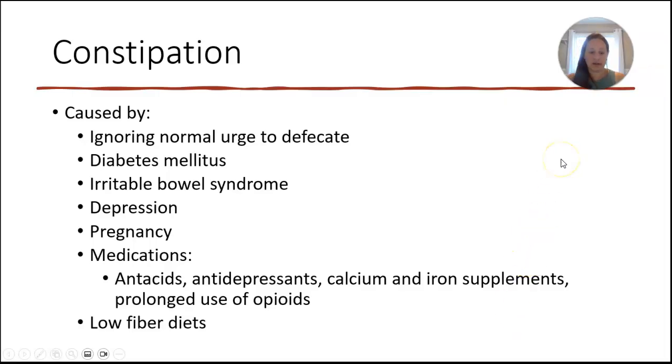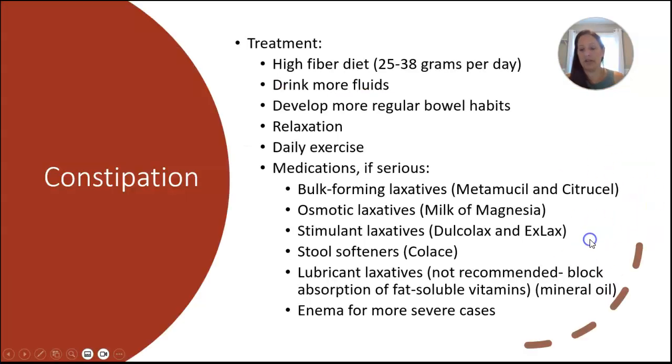Okay, what's it caused by? Ignoring the normal urge to go to the bathroom can cause constipation. Diabetes, irritable bowel syndrome, depression, pregnancy. There are some medications, and very importantly, a low fiber diet. So fiber is really, really important in a lot of ways. This is one of them. It prevents constipation.